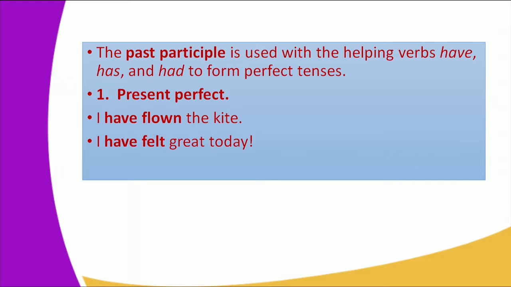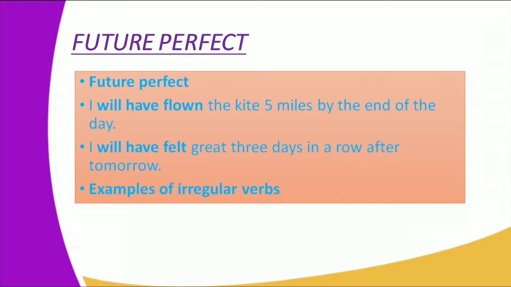Example number 1, for the present perfect: I have flown the kite. In the recent past: I have felt great today. The auxiliary verb helps in the recent past. Next, we have the future perfect: I will have flown the kite 5 miles by the end of the day. Next, I will have felt great 3 days in a row after tomorrow.